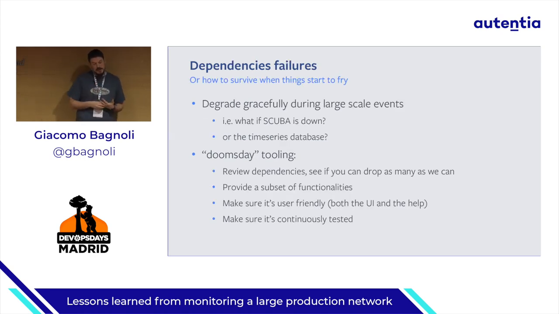And the last topic is how to handle failure during large scale events. It's not that we discovered something new, it's just that we started doing it, and we came up with this doomsday tooling. Every time, we assess all the dependencies that we have, and for each of them we try to drop as many as we can. For example, we are using this service to do this simple stuff. Can we avoid using it?